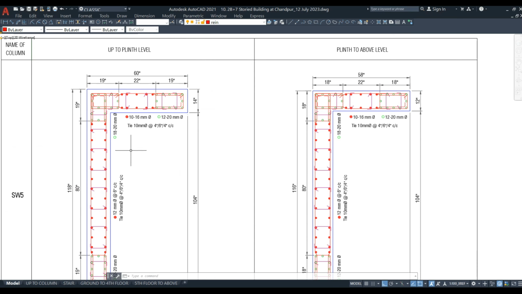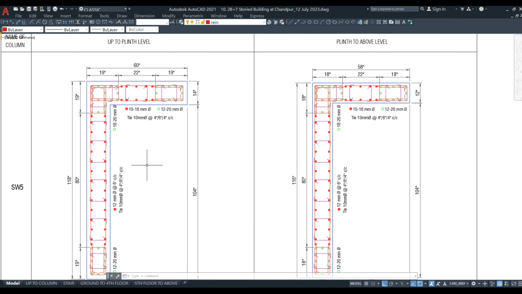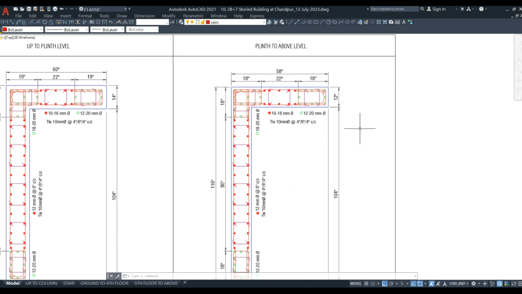I think the boundary element design should be clear to you, and it should not be any problem in detailing such boundary elements in future.